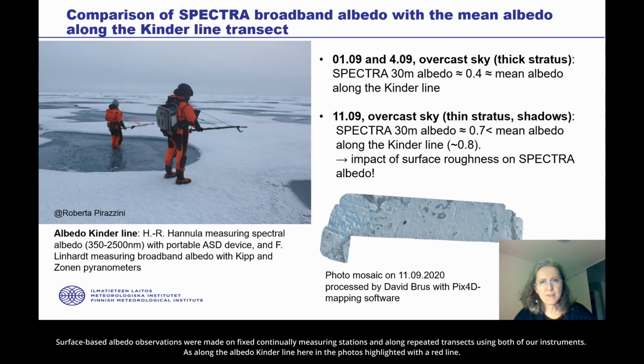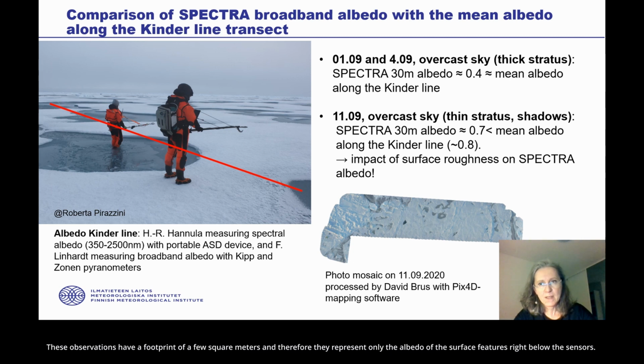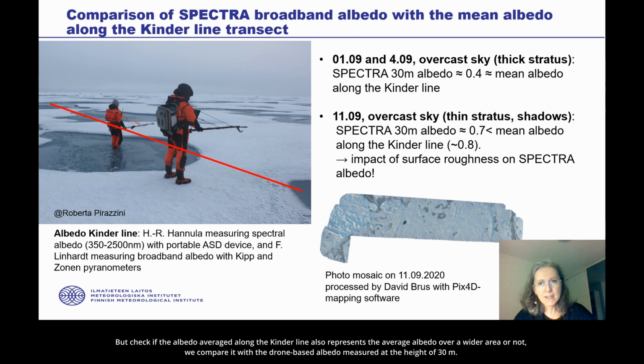Surface-based albedo observations were made on fixed, continuously measuring stations and along repeated transects using portable instruments, as along the albedo Kinder line here in the photos, highlighted with a red line. These observations have a footprint of a few square meters, and therefore they represent only the albedo of the surface features right below the sensors. But to check if the albedo averaged along the Kinder line also represents the averaged albedo over a wider area or not, we compared it with the drone-based albedo measured at the height of 30 meters.